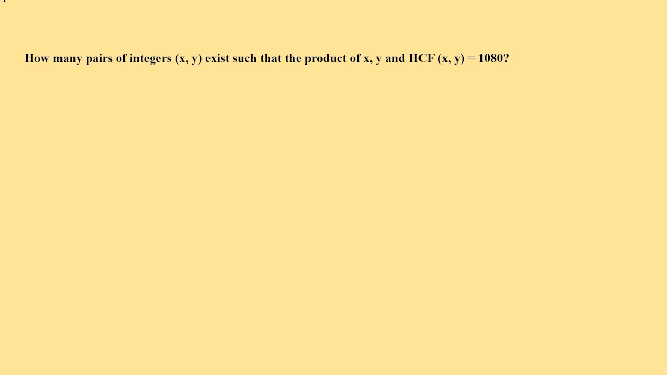So this was quite similar to a problem which I've already done, my dear. So I'll be starting the discussion, not too much time. How many pairs of integers exist such that the product of x, y and the HCF of x, y is going to be 1080?